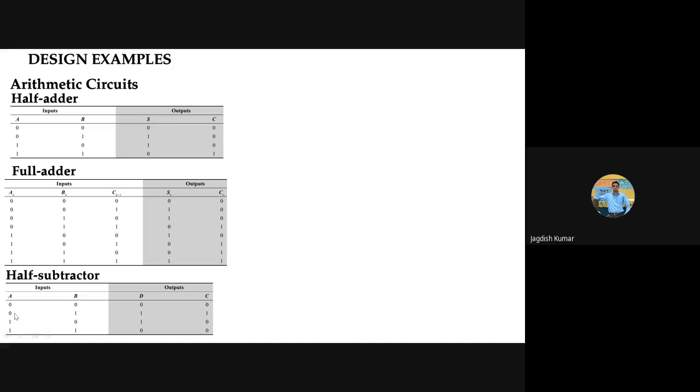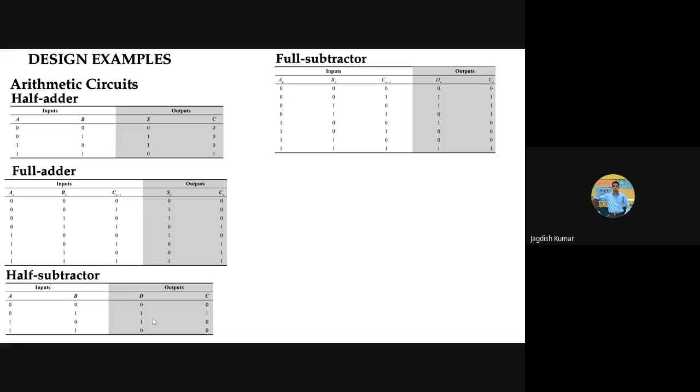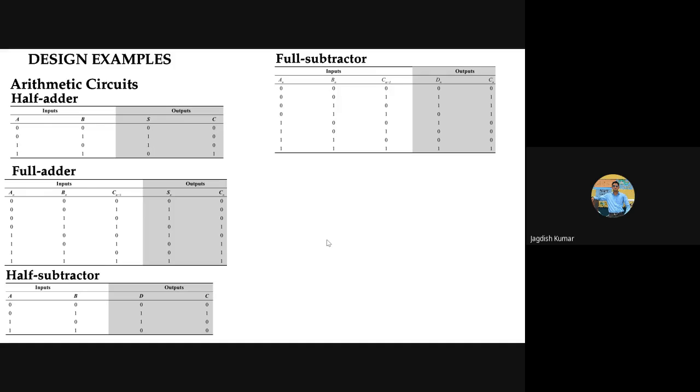Then if you subtract 0 from 1, output will be 1. If you subtract 1 from 0, output will be 1, and we have to borrow 1. I mean, the borrow has to be 1, and so on. That's how you can write down the truth table and then design the circuit for this. Another example is of a full subtractor. Then again, see the various options for the truth table, and then you can obtain the corresponding circuit with the help of K maps.